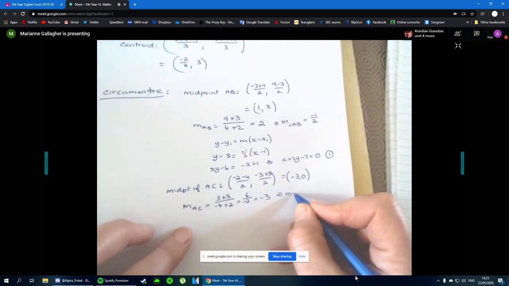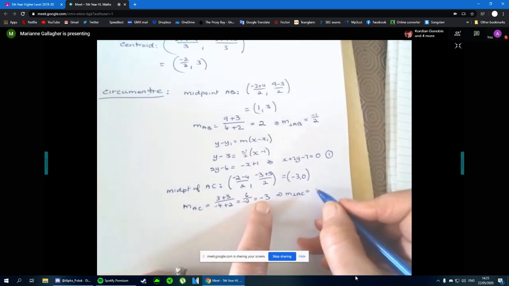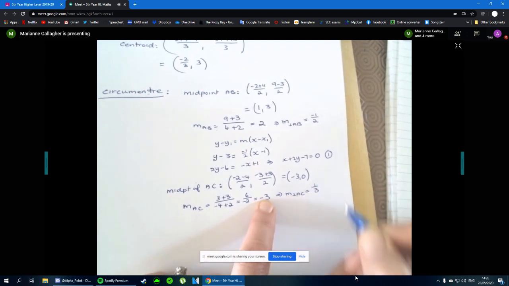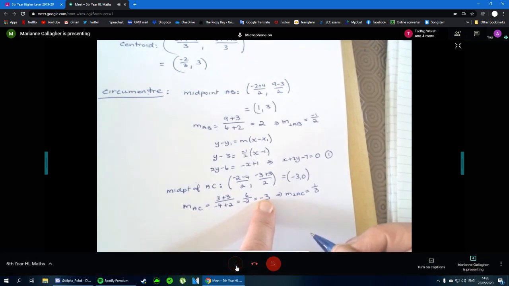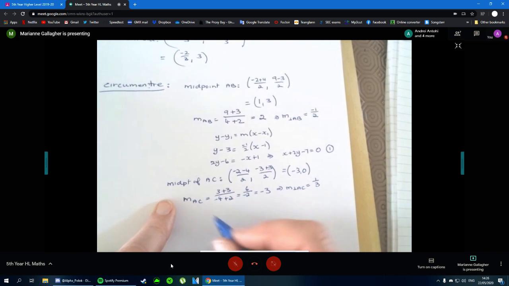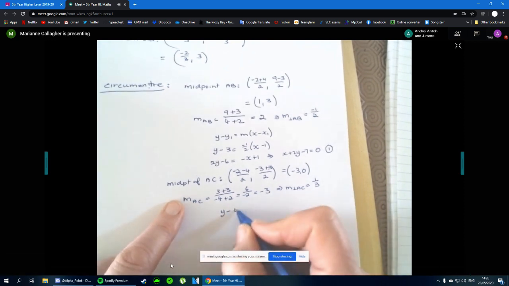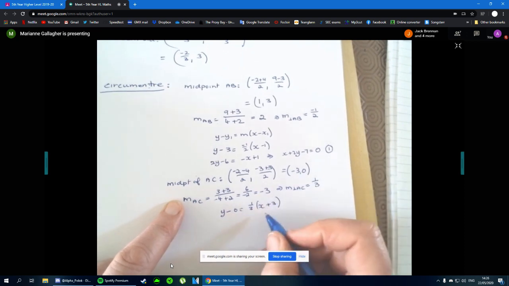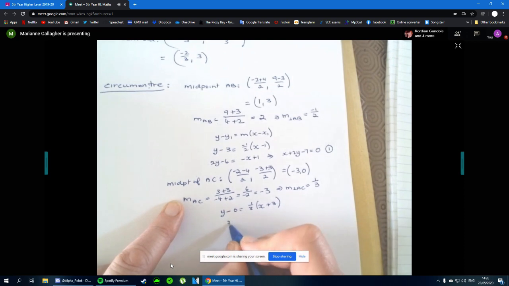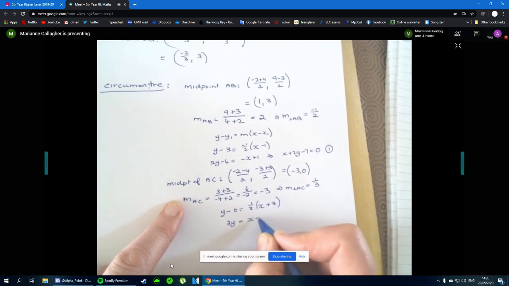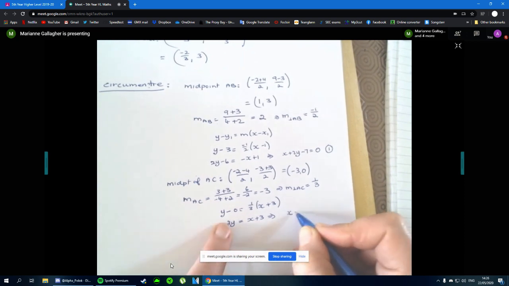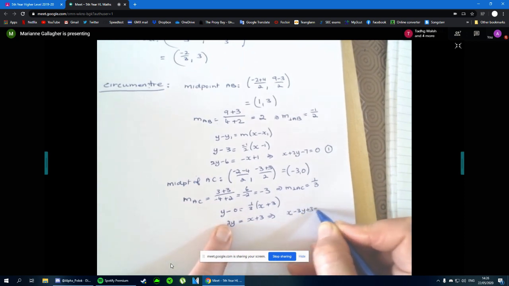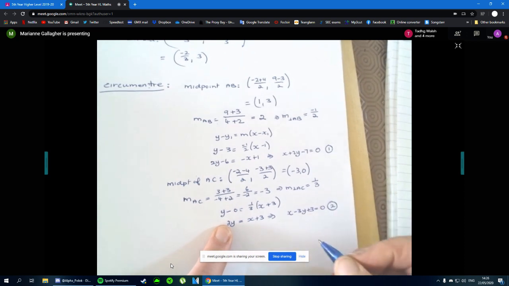I want the slope of the perpendicular. So the slope of the perpendicular to AC is plus, because this is minus, and then it's 1 over 3. Is that okay? And then I get the equation of this line. So y minus 0 is equal to 1 over 3 times x minus minus 3, which is plus 3. Multiply by 3 to get rid of the fraction, and you can forget about the 0. So that's x plus 3. So that gives me this equation: x minus 3y plus 3 is equal to 0. And that's my second line, okay?